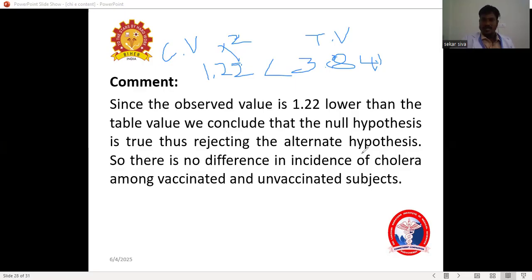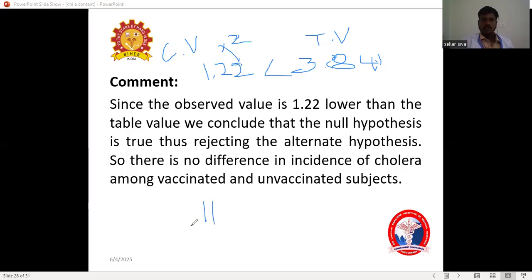We are going to accept the null hypothesis. We can conclude that the null hypothesis is true, which means we are accepting the null hypothesis. So we accept that yes, there is no difference between incidence of cholera among vaccinated and unvaccinated subjects. It shows that vaccination and cholera are independent. There is no association between cholera and vaccination.